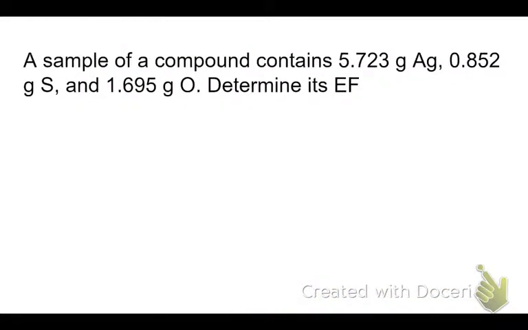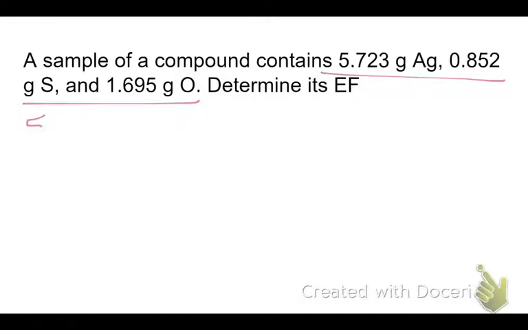All right, the next one right here, it says a sample of a compound contains 5.723 grams of silver and 0.852 grams of sulfur and 1.695 grams of oxygen. Determine its empirical formula. And so for this one right here, we're going to do the same idea, where we start with what they gave us, and in this case it's grams. And so we are going to skip the whole first step of the poem, percent to mass, and we can just go mass to moles.